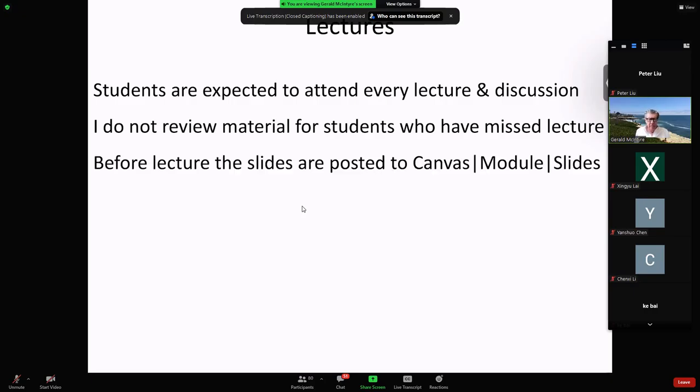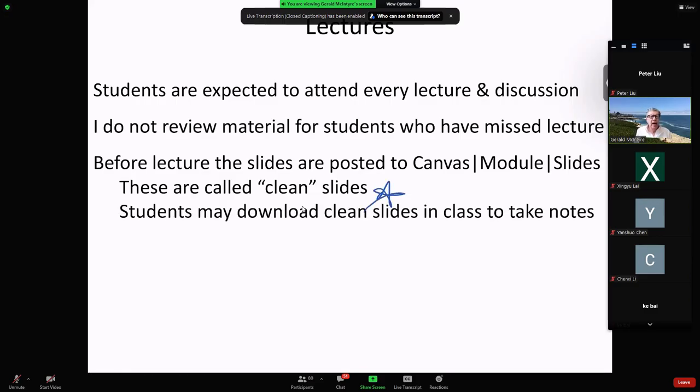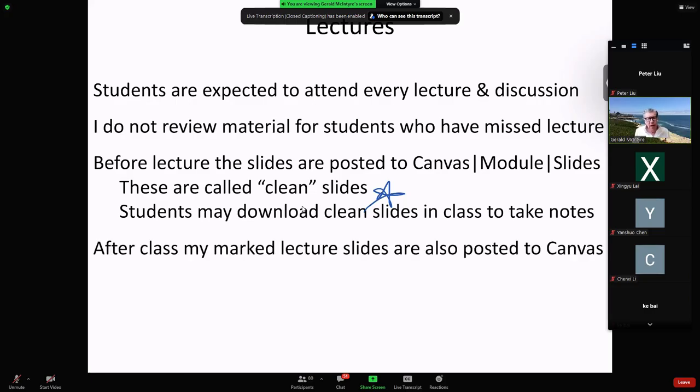These lecture slides are posted to Canvas under modules, under slides. I call these clean slides because they don't have my silly notation, like this. You may download these to take notes from during this lecture. After class, I will also upload to Canvas my marked slides, with my notation, which will be more complicated in a couple of minutes. They'll be called marked slides.